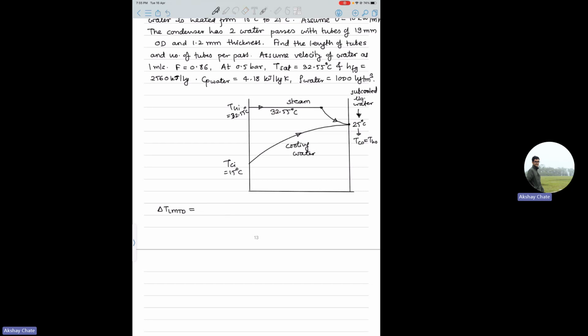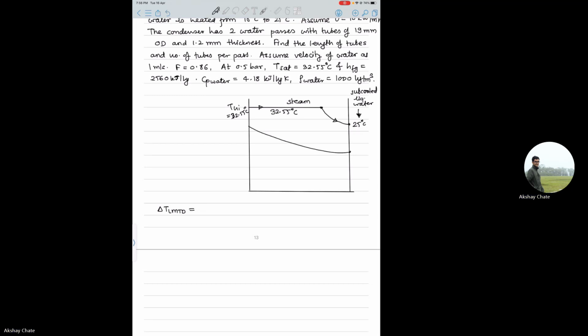So it will be counterflow. Here I assumed it as parallel flow because nothing was mentioned in the question, and therefore it should not be like this. Otherwise, you'll not get any practical value of your LMTD. So it will be something like this.